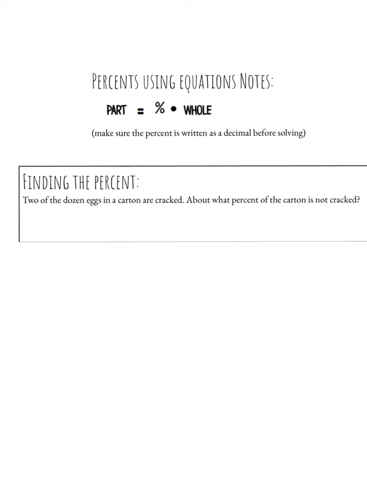So 2 of the dozen means that our part would be 2, and the part is equal to the percent times the whole. Now the whole would be the amount of eggs in the carton. It says there's a dozen eggs, and a dozen means that there are 12. So 2 is equal to the percent, p, which we're solving for, times the whole 12. So 2 is equal to p times 12. Now to cancel out that multiplication, we're going to divide by 12.